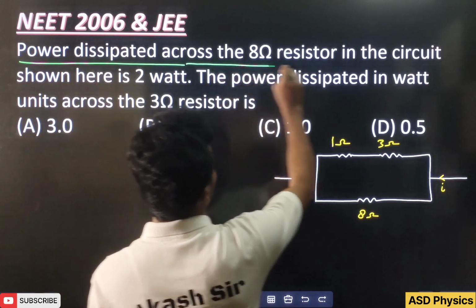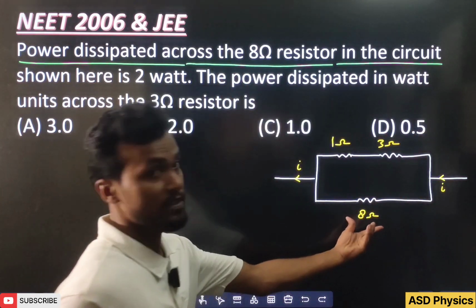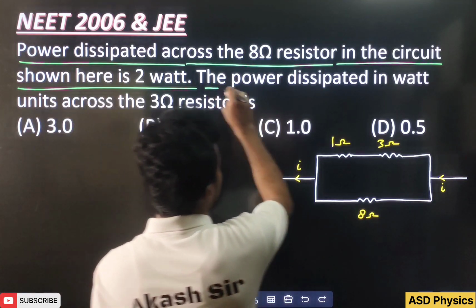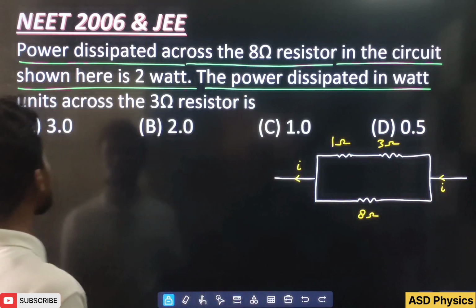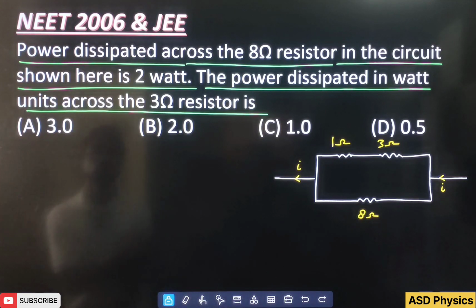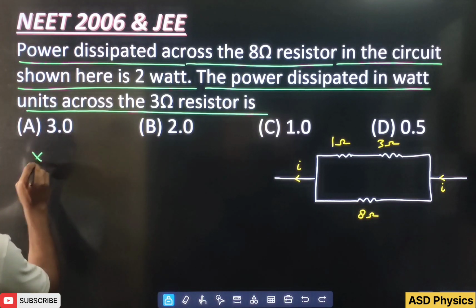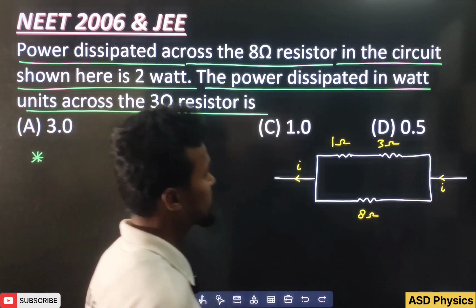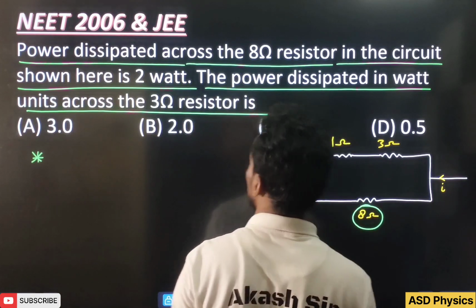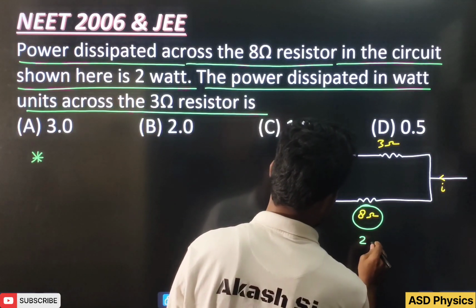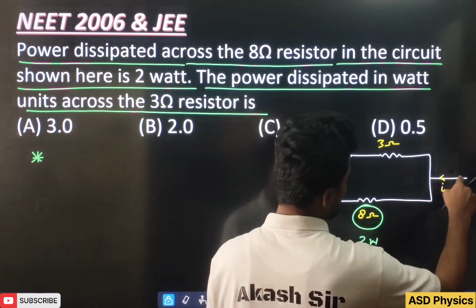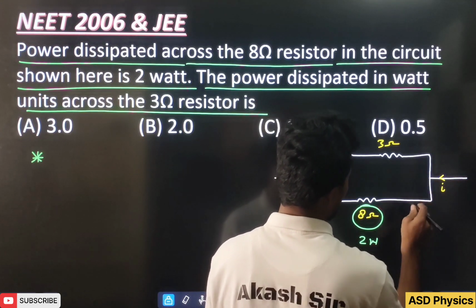Power dissipated across the 8 ohm resistor in the circuit shown here is 2 watt. The power dissipated in watt units across the 3 ohm resistor is how much here? Okay, so let's simplify this. Students, you can see this 8 ohm resistor here, and the power dissipation is 2 watt. So let's take the current coming in as I here.